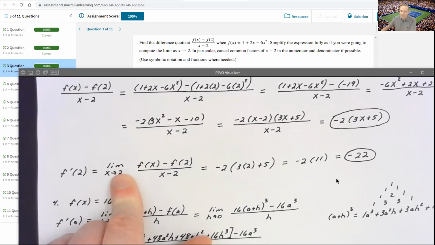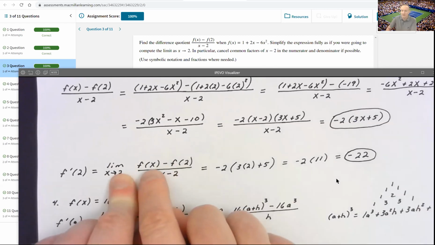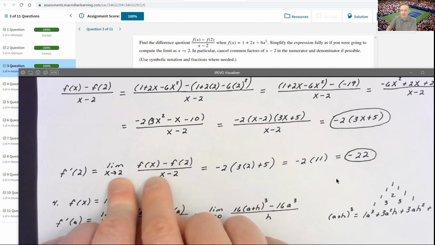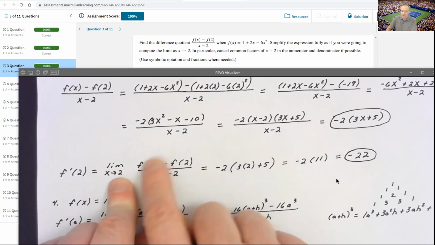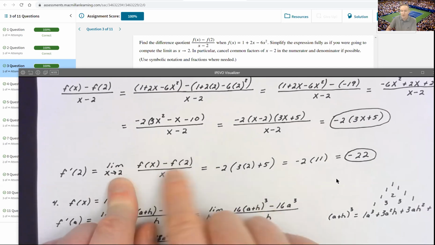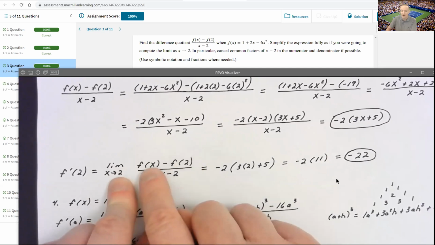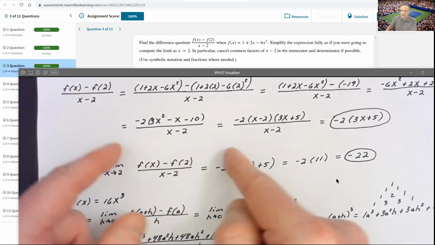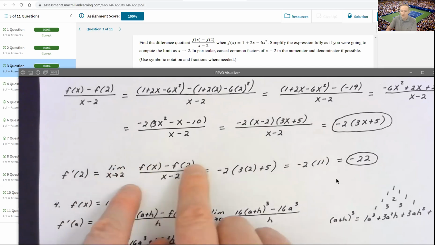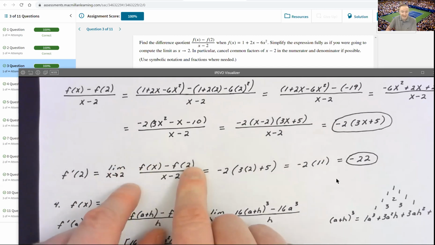And keep in mind, that has to make sense to you, because you're saying, okay, it's the limit as x approaches 2 of f of x minus f of 2 over x minus 2. This formula was the average rate of change from 2 to any other value. Well, that other value of x is going to get infinitesimally close to 2. In other words, it's going to tell me the instantaneous rate of change at 2 if I just plug a 2 in for x now.